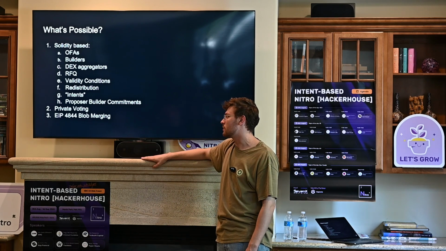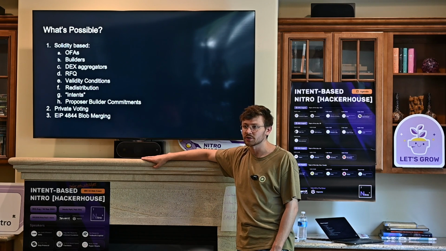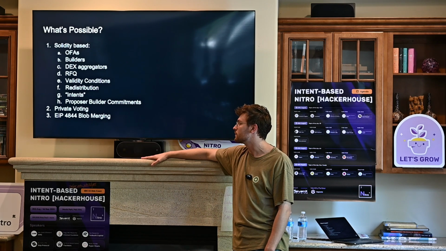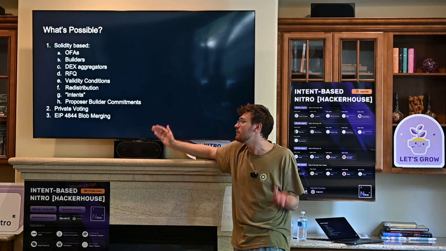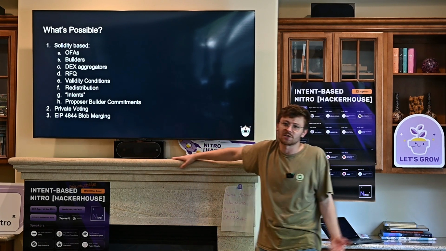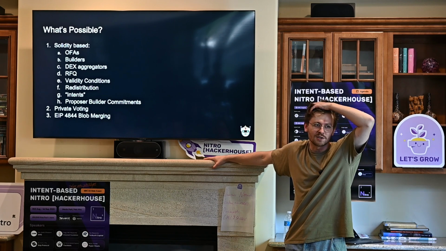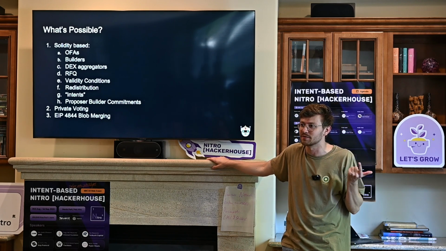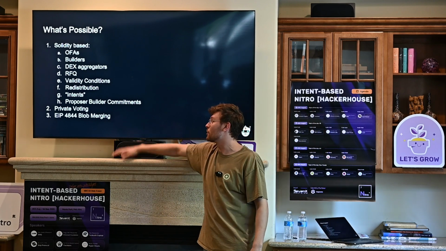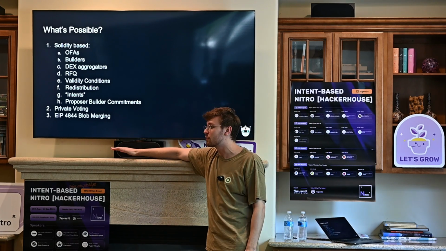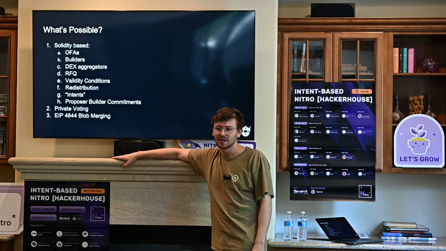Proposer builder commitments, you could imagine much more advanced commitments than what we have now. I think the talk after this is probably going to touch on that. You could do private voting, that's not really a use case we're focused on, but you have privacy and you have very cheap computations, so you could in theory. And then this is the last fun one, if anyone wants to work on this, 4844 blob merging.